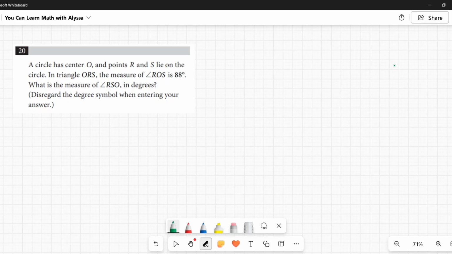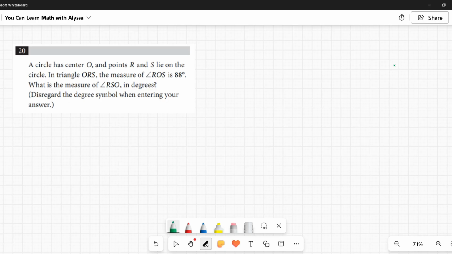Number 20. A circle has center O and points R and S lie on the circle. In triangle ORS, the measure of angle ROS is 88 degrees. What is the measure of angle RSO in degrees? Disregard the degree symbol when entering your answer.